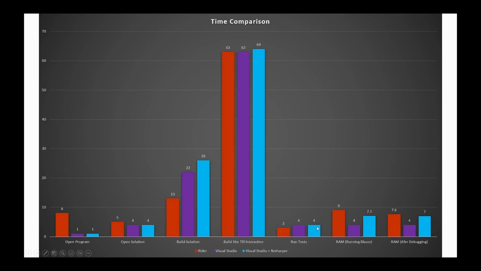Then run test. As you can see by the build times, I didn't rebuild. I just said, okay, I have already built it, I want to run the test. Rider was a second faster, but still within the margin of error, so I wouldn't really read that much into that.